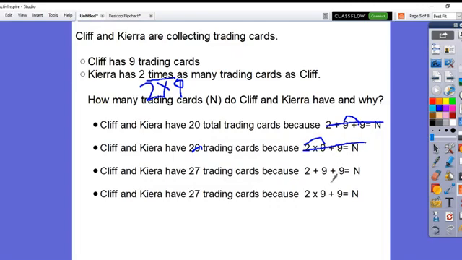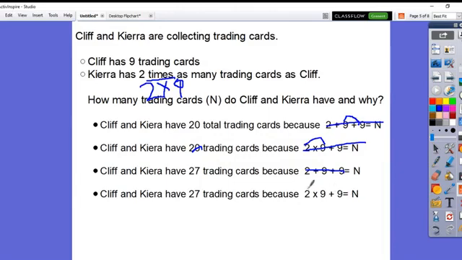2 plus 9 plus 9. Now remember, this is the same equation as up here. 9 plus 9, that's how many Kiara had, but they're saying that Cliff had 2, and that was not true. So we're going to get rid of this one. And let's go over here. Cliff and Kiara have 27 trading cards because 2 times 9 plus 9 equals N.